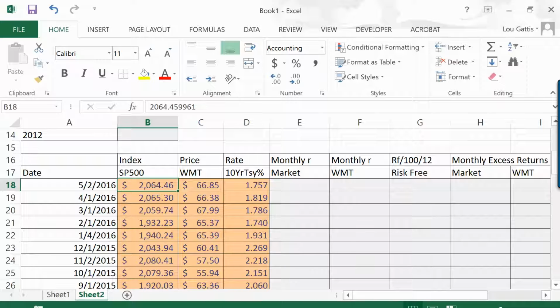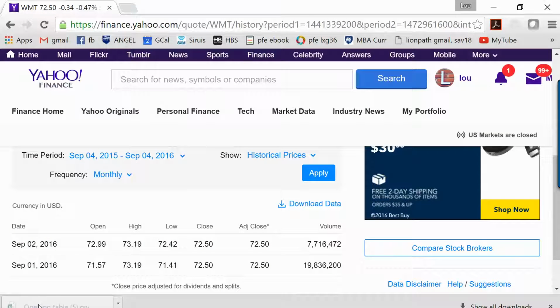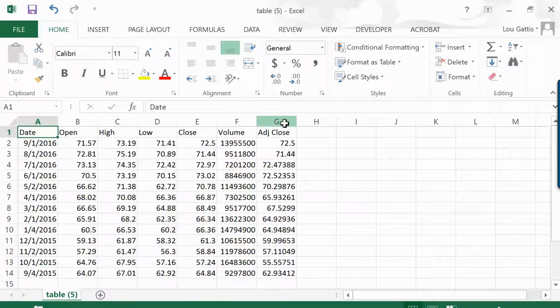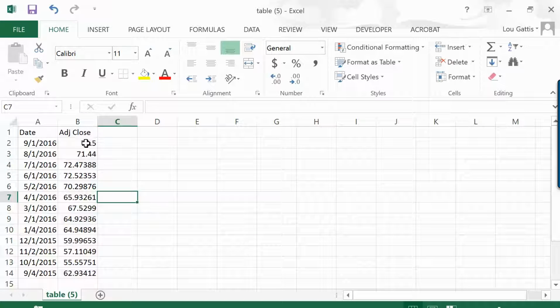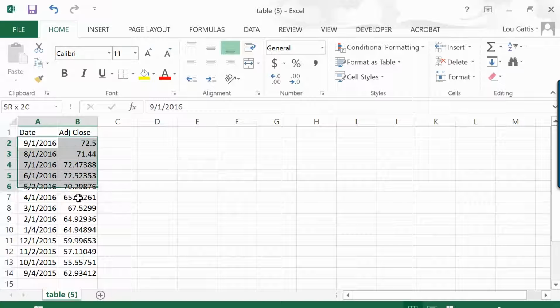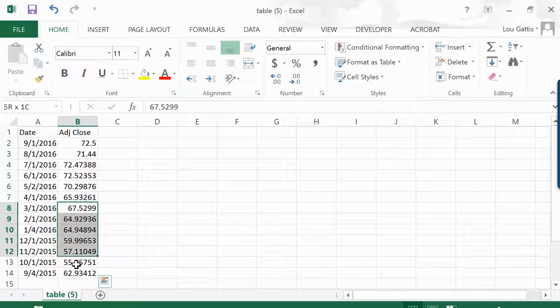So if I look at this data, and I opened up that table, I want to use the adjusted close. I can get rid of all of this data here. Let's talk a minute about the adjusted close. Now this is for Walmart, the adjusted close. Now if I looked at historically the prices of Walmart, these will actually not be the prices, even though this is an adjusted close price.